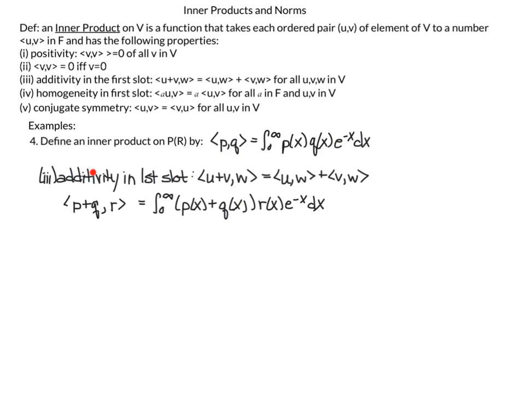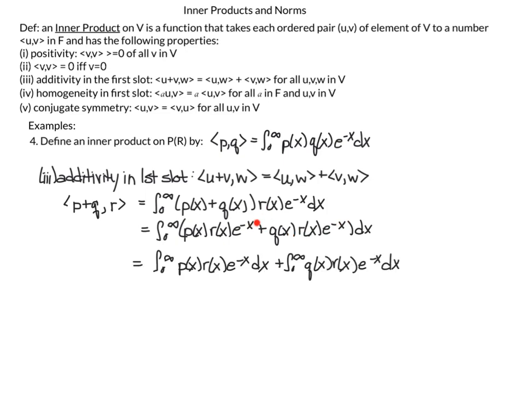The next property we have is additivity in the first slot. That is, the inner product of u plus v with w is equal to the inner product of u with w plus the inner product of v with w. Working on the left-hand side now, I'm going to have the inner product of p plus q with another polynomial r. So that's the integral from 0 to infinity, p of x plus q of x times r of x times e to the minus x. But now I can use my distributive property and I can make this equal to p of x times r of x e to the minus x plus q of x r of x e to the minus x.